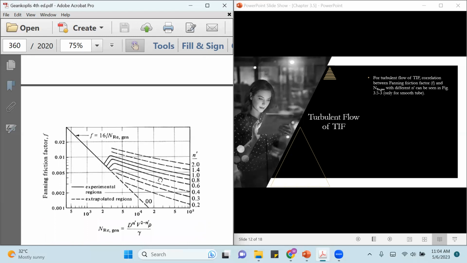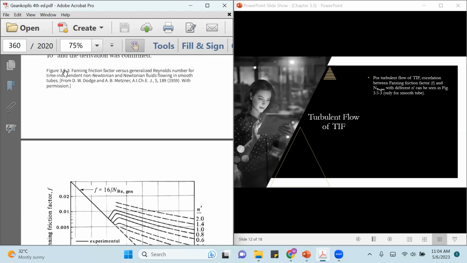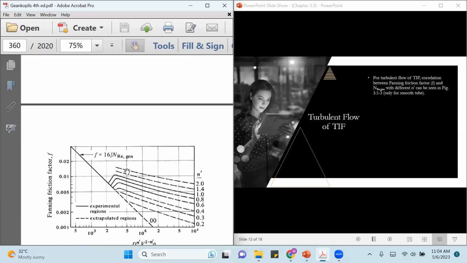Remember that this figure is only applicable when this non-Newtonian fluid flows inside a smooth tube. So if it's not a smooth tube, then we cannot use this figure. I will give you a new figure. This figure can be used only for a smooth tube. If there is roughness inside, then I will give you another figure.